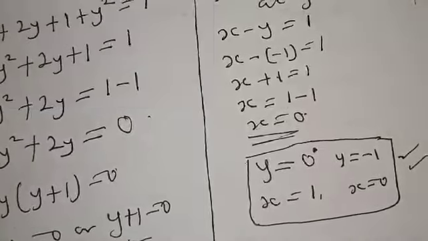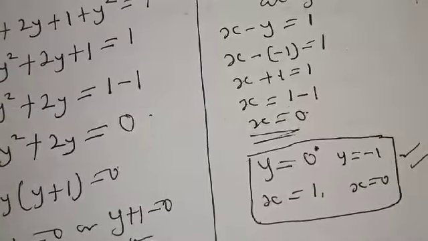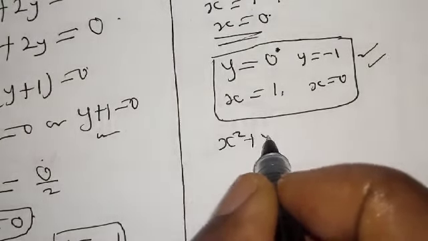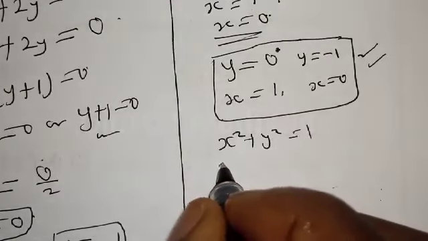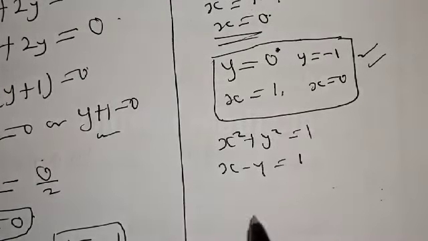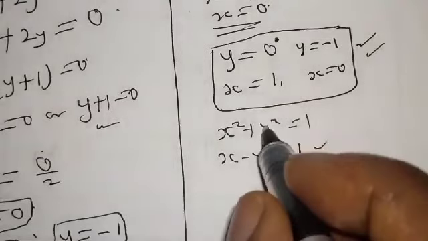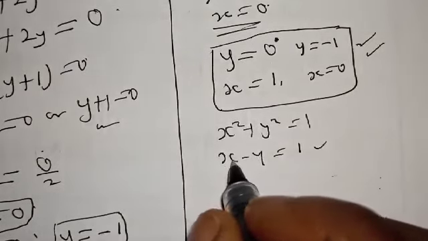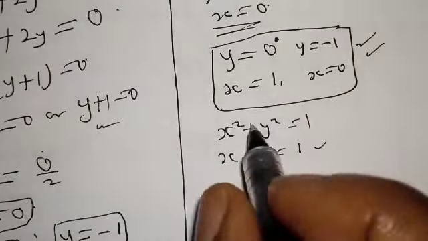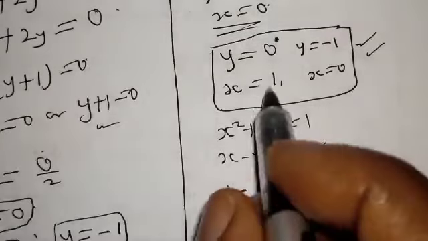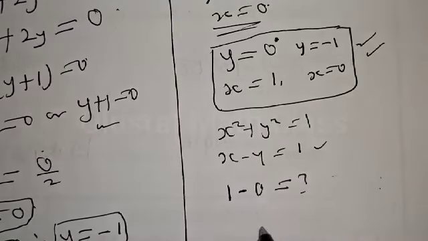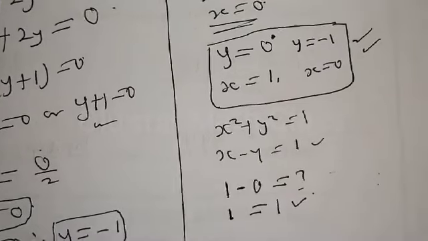Then we may check to confirm our answer. Let me check using equation 2 first. We have x minus y equal to 1. If you also check using equation 1, you will get the right thing. We have x is 1 minus y is 0. Then is it equal to 1? Then 1 minus 0 is equal to 1. It satisfies the given equation.